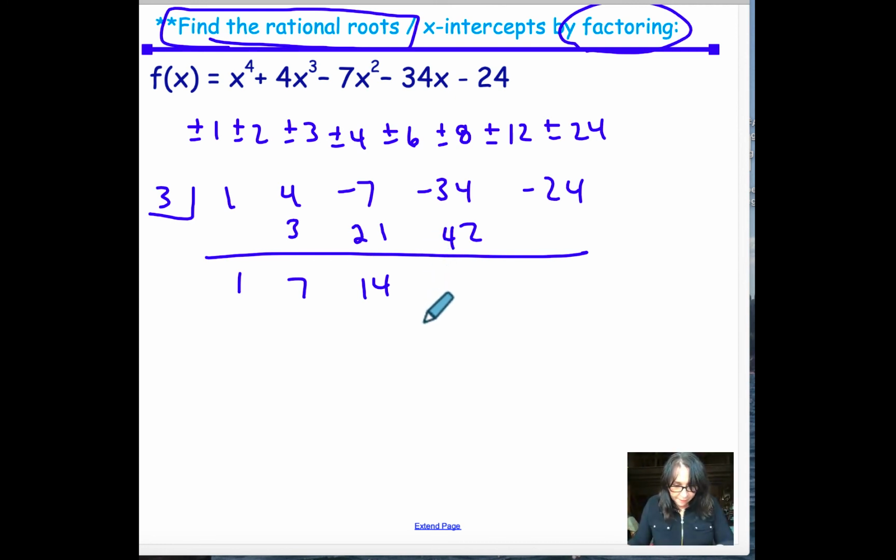Okay, so I got that. 14 times 3 is 42. 42 minus 34 is 8. 8 times 3 is 24. Adding those, I get 0. Perfect. So now what that means is this.